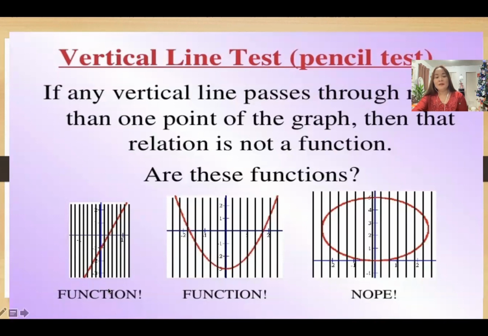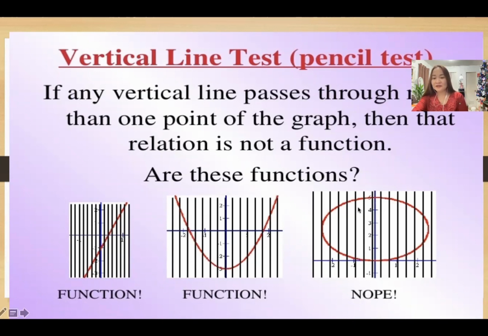So we have here number 1, first, this is the graph. This is linear. When you draw a vertical line, colored blue, this is a function. Second example, we have a parabola that opens upward. When you draw a vertical line, you have only one point of intersection. So this is a function.